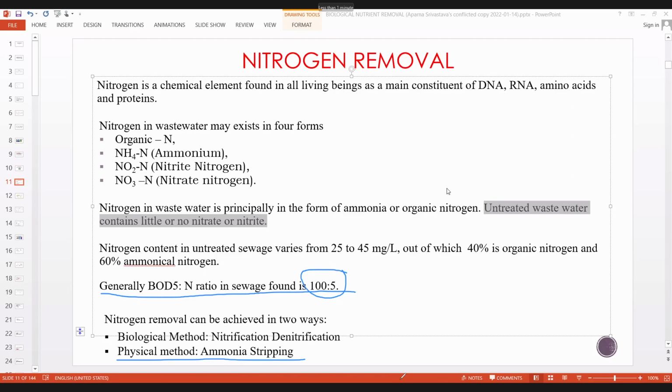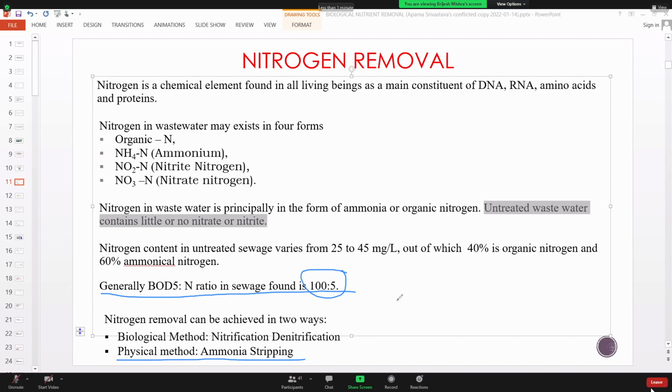So when I'm talking about biological methods, actually I'm talking about nitrification and denitrification. Please rejoin the meeting. Again, I'm going to stop here.